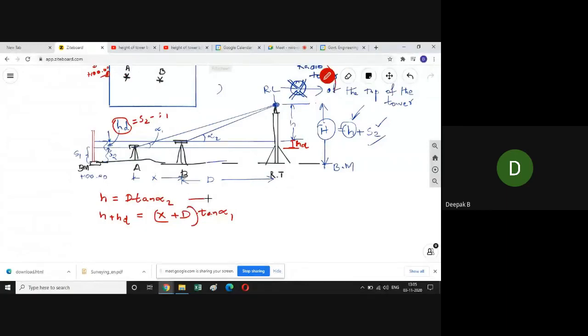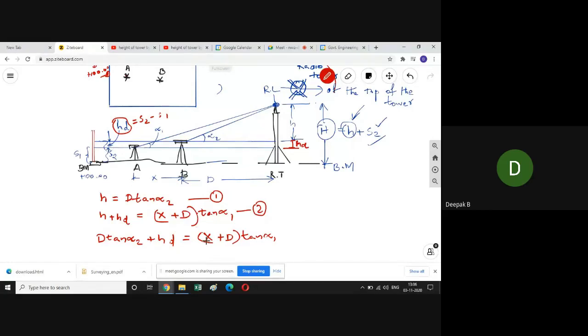Now let's call this equation 1. Let's call this equation 2. If I am putting the value of H from 1 into 2, what will you get? You will get D tan alpha 2 plus HD equal to X plus D tan alpha 1, right?